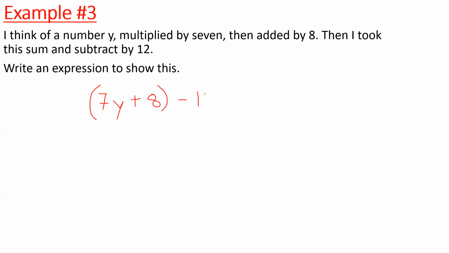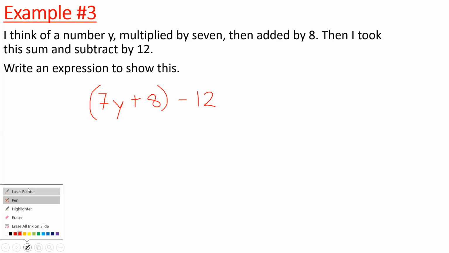I was thinking of the parentheses and stuff, but that didn't make sense. Yeah, it's the sum. This quantity right here, that's what I'm gonna subtract by 12. All right. And so definitely we have to do the sum. The 7y multiply that, then add it by 8, then subtract it by 12.